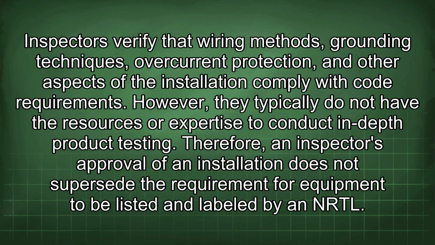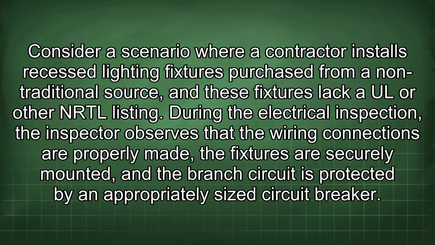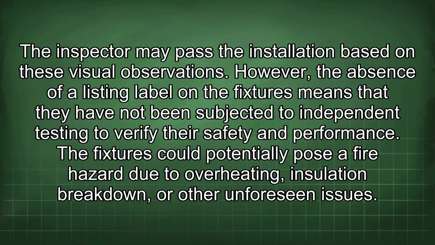Consider a scenario where a contractor installs recessed lighting fixtures purchased from a non-traditional source, and these fixtures lack a UL or other NRTL listing. During the electrical inspection, the inspector observes that the wiring connections are properly made, the fixtures are securely mounted, and the branch circuit is protected by an appropriately sized circuit breaker. The inspector may pass the installation based on these visual observations.